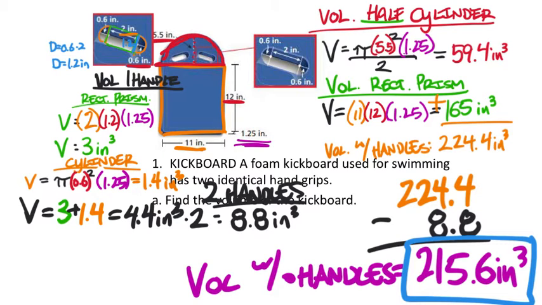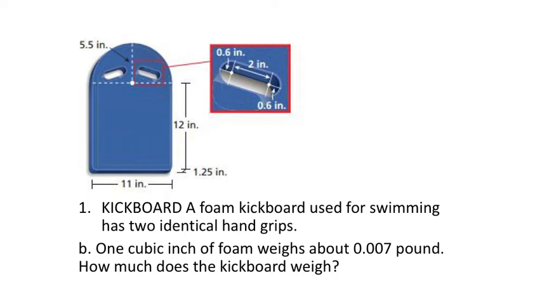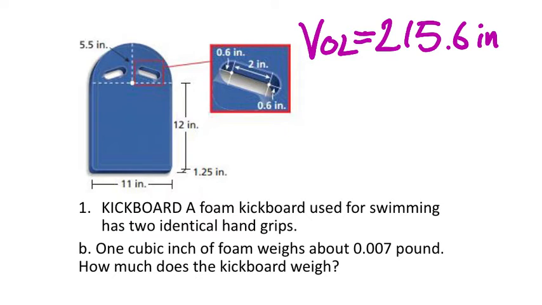You just have to be able to recognize what shapes you're dealing with: cylinders, prisms, and again, you'll see some pyramids and other types of prisms on the assignment. For this problem, we'll need the volume of the shape, and we just found it, 215.6 cubic inches, right? Now this one says 1 cubic inch of foam weighs about 0.007 pounds. How much does the kickboard weigh?